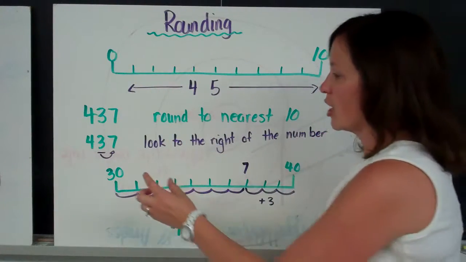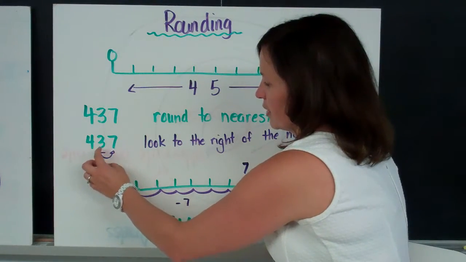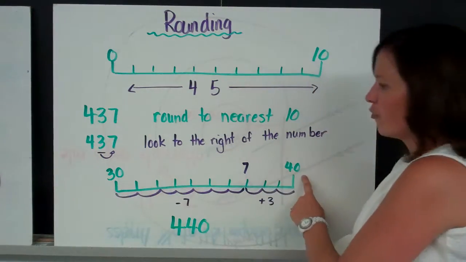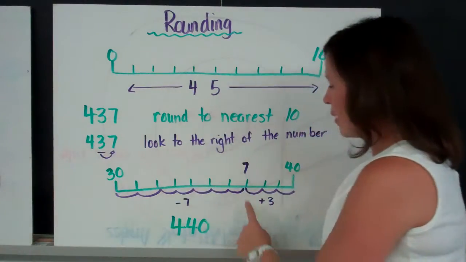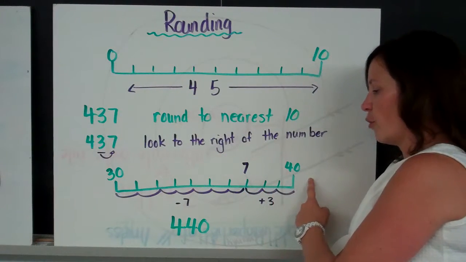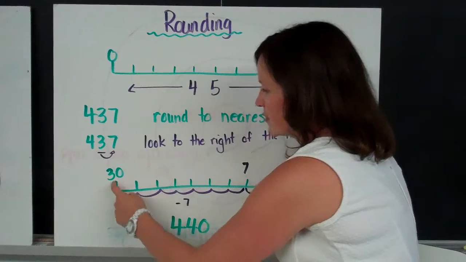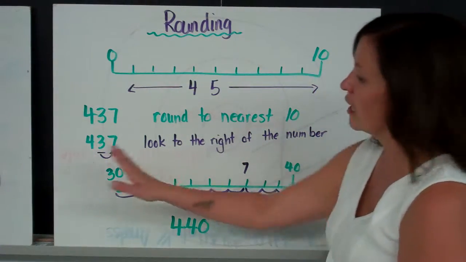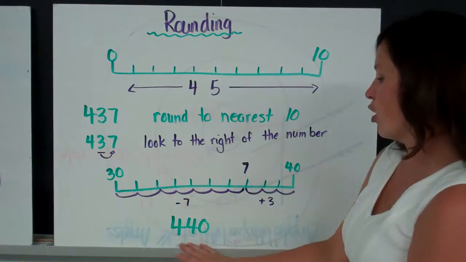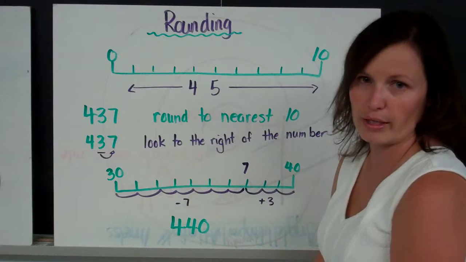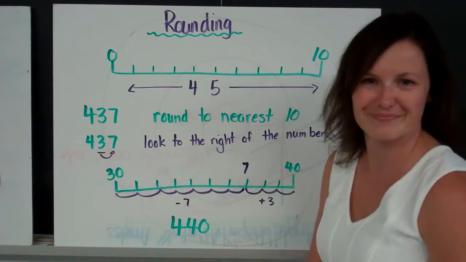If I'm thinking about it logically, I look at this number. My options for tens are 30 and 40. 37 on my number line is right here. I take 3 steps to get to 40, I take 7 steps to get to 30. So logically, 37 is closer to 40 than it is to 30. Therefore, rounding my number to the nearest 10 equals 440. There's a little review.